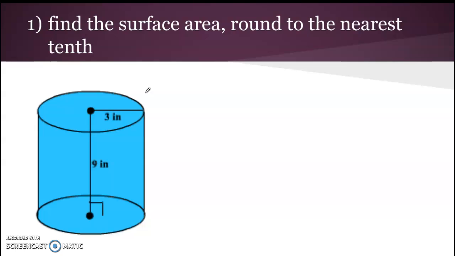Find the surface area. Let's round this to the nearest tenth. So the first thing we got to do is go ahead and write the formula. Surface area is equal to 2 pi r squared. That's the circle. Then I got the circumference, which is 2 pi r, and I'm timesing it by the height. So let's go ahead and substitute everything. This is your radius, this is your height. So 2 times pi times 3 squared plus 2 times pi times 3 times 9.